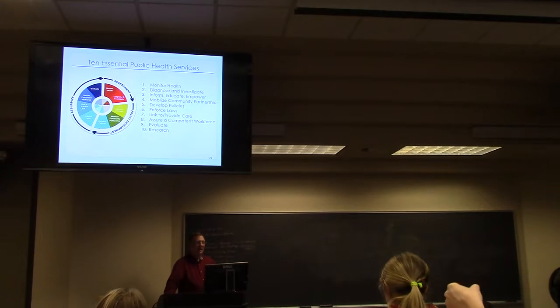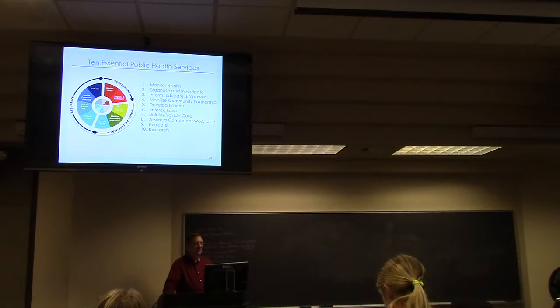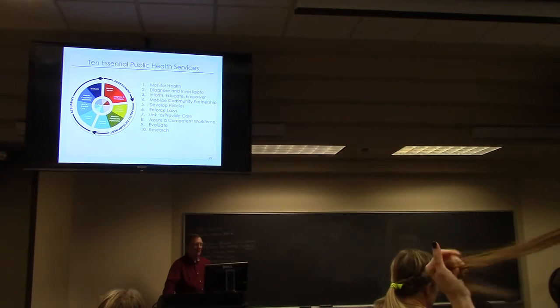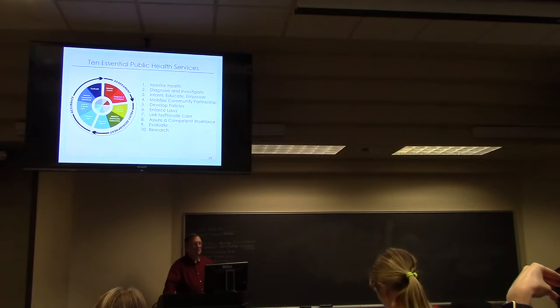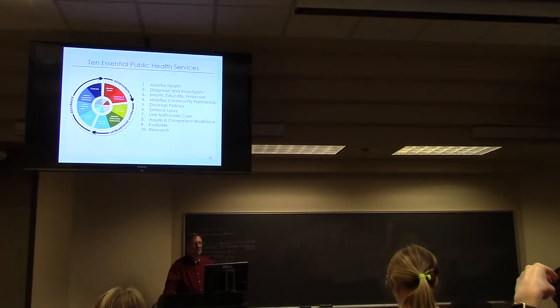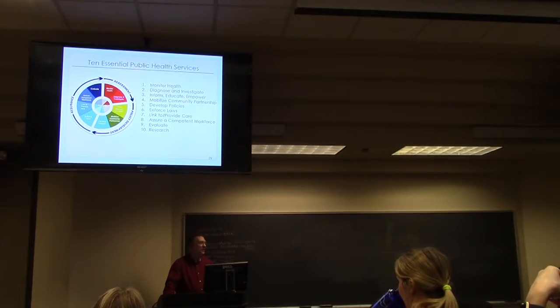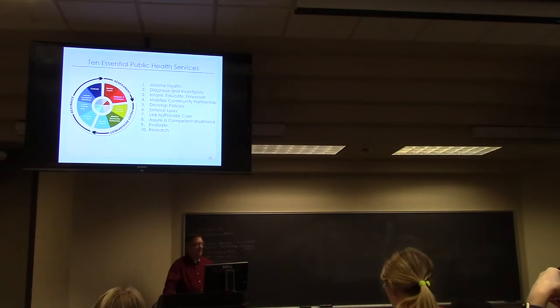Okay, let's look at the 10 essential public health services, and they're based around the core functions. You see you get assessment, policy development, and assurance. Within assessment, two services are monitoring health and diagnosing and investigating. You can use tobacco as a way to look at each one of these.